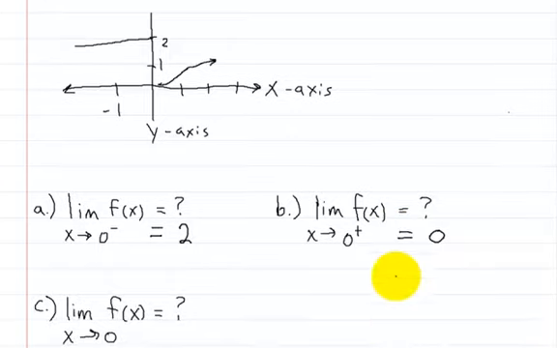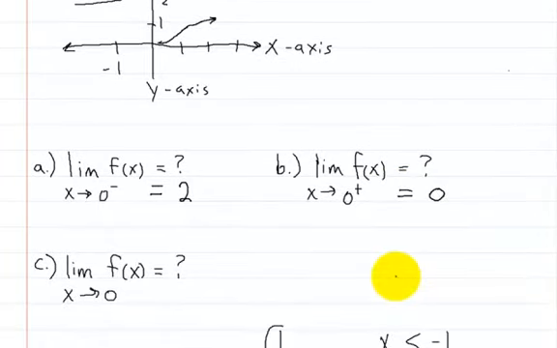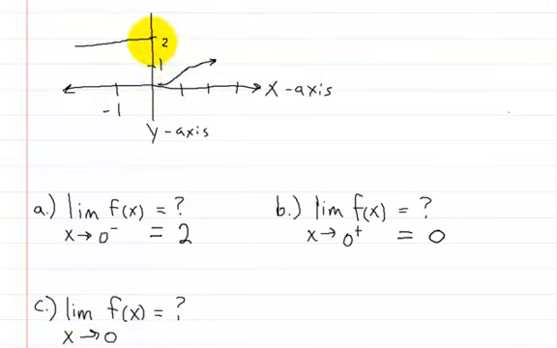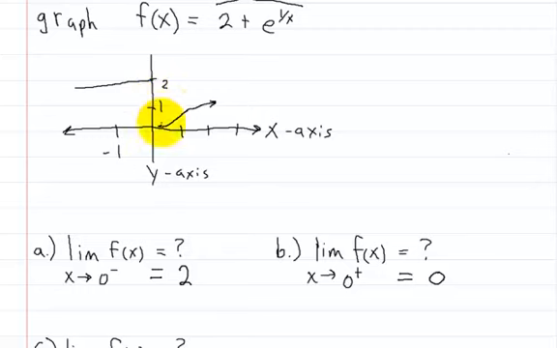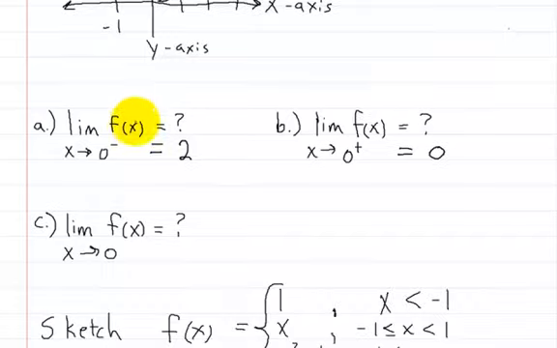But what happens if you want to find the limit of f of x as x approaches 0? In this case, it's undefined. The reason is that if it's coming in from the right, it's coming in at 0, and if it's coming in from the left, it's coming into 2. They're not coming into the same point, and therefore that is undefined.